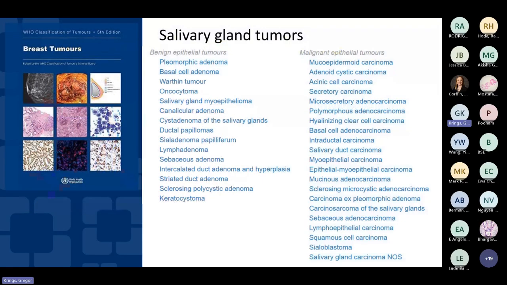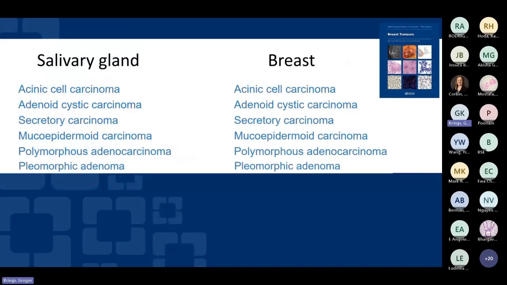features. This is a list of the WHO classification of tumors that can arise in the salivary gland. You can see it's a very extensive list of tumors, but in fact, there's only a relatively small number of salivary gland type tumors that, at least that we recognize, arise in the breast. The WHO classifies these as acinic cell carcinoma, adenoid cystic carcinoma, secretory carcinoma, and mucoepidermoid carcinoma. In the current WHO classification, they also have included polymorphous adenocarcinoma, but this is an exceedingly rare tumor with only isolated case reports in the literature, and so I won't discuss that tumor here today.